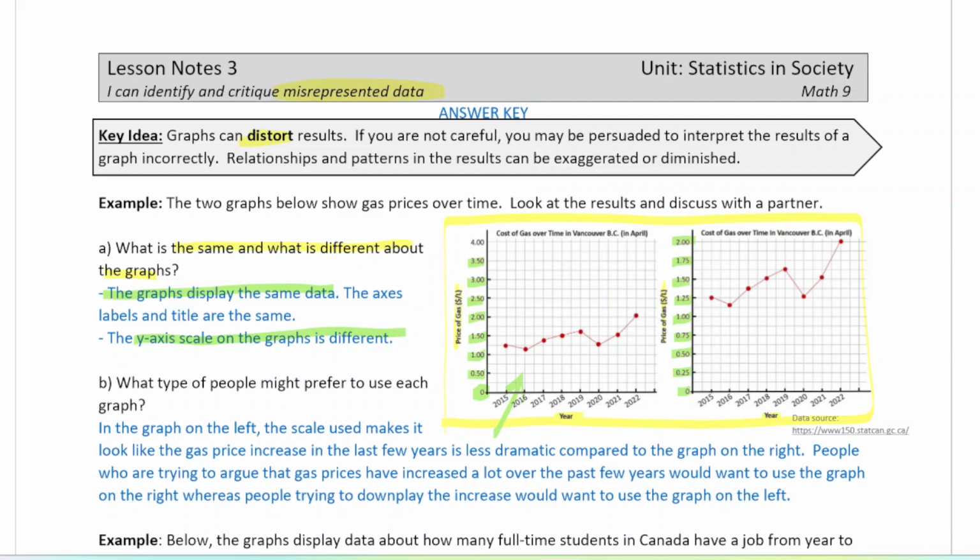But when you use a smaller scale and you use up more of the graph, the change looks more drastic. So if you were trying to complain that gas prices have increased too much, then you would want to use the one on the right. So just the way that you scale your graph can have a big impact on how the data looks.